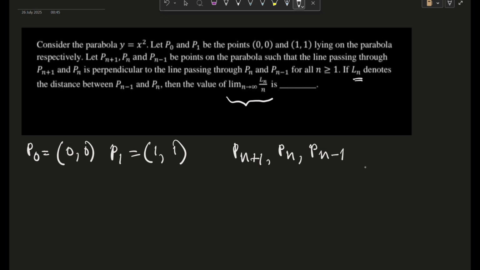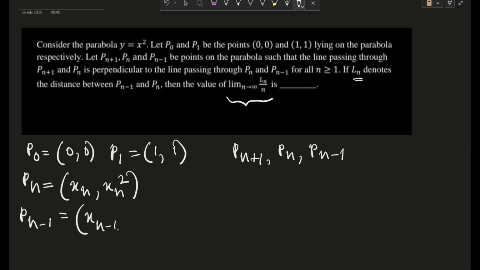So what we shall do is take P_n to be some random point (x_n, x_n square), just anything random. And now we can write our P(n-1) as (x_(n-1), x_(n-1) squared). Now there is one thing given: let's try to find out m_n.